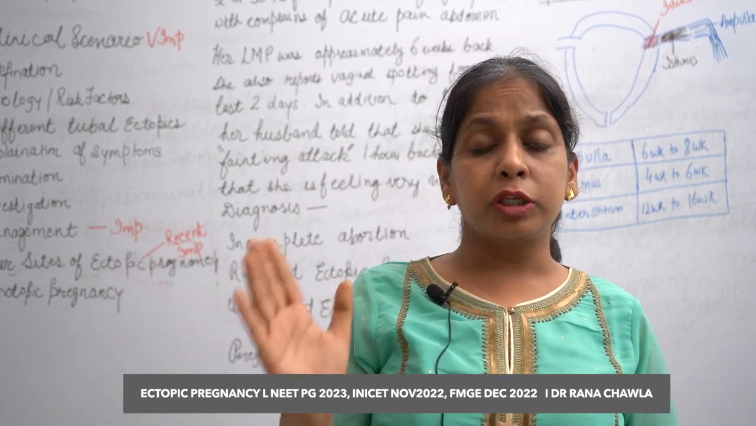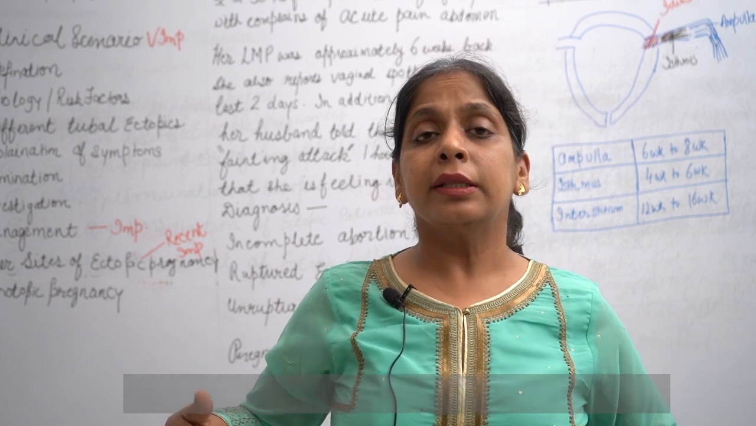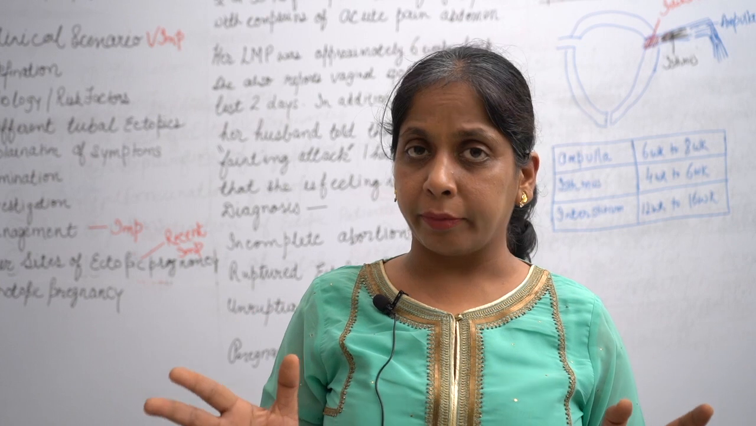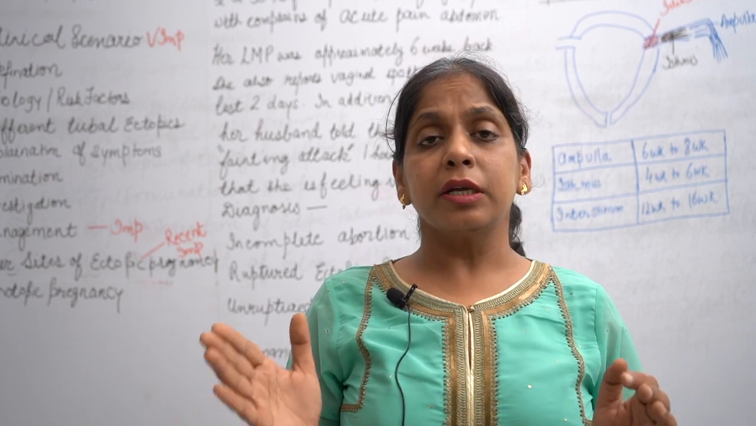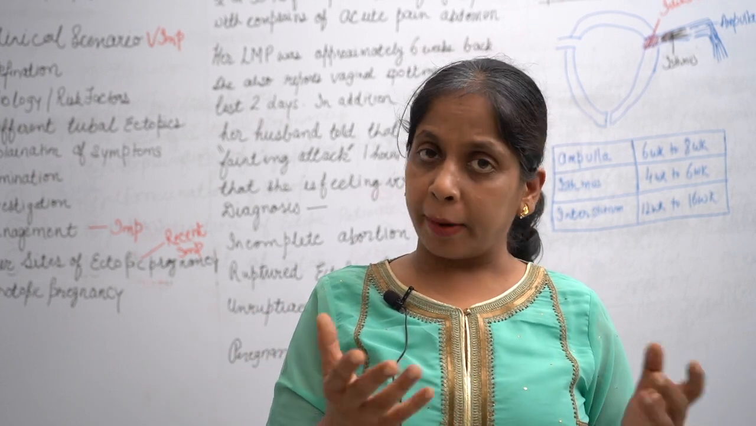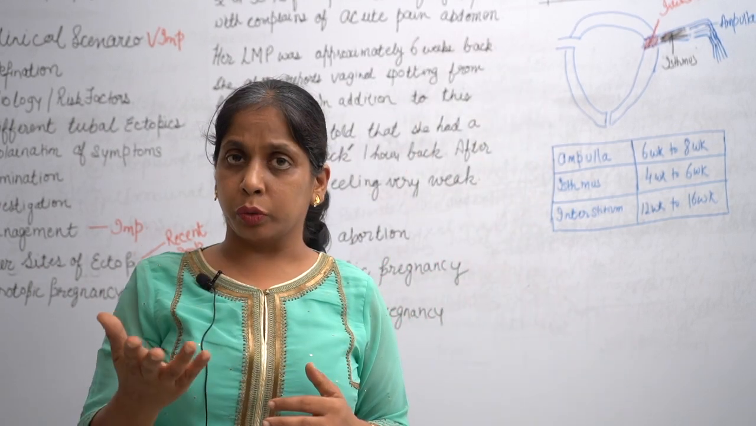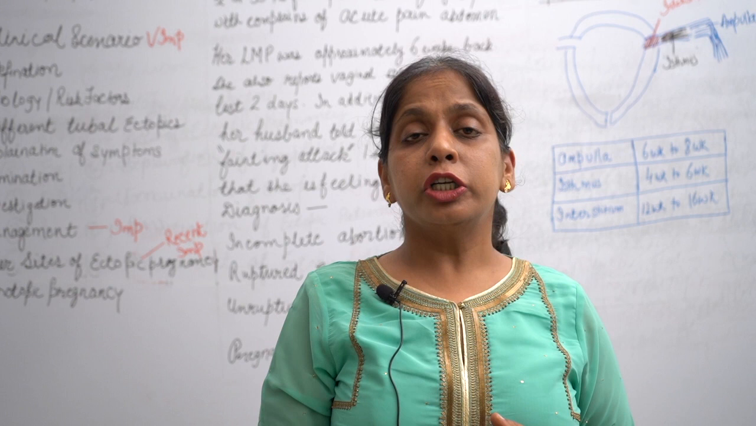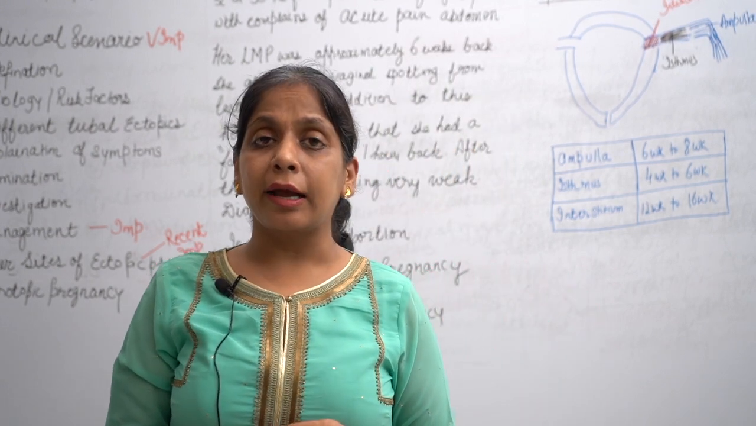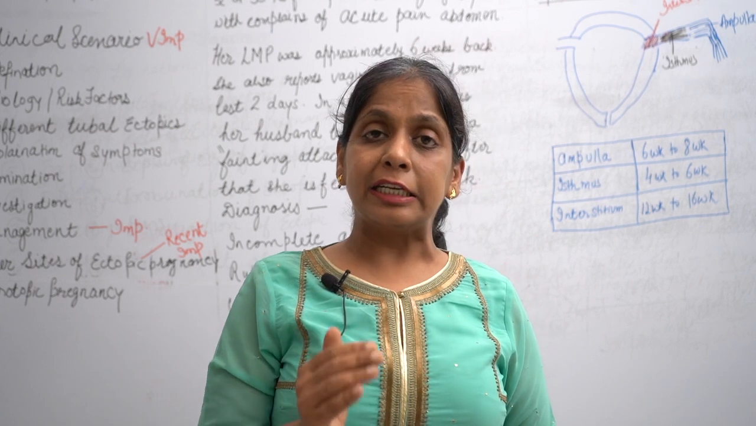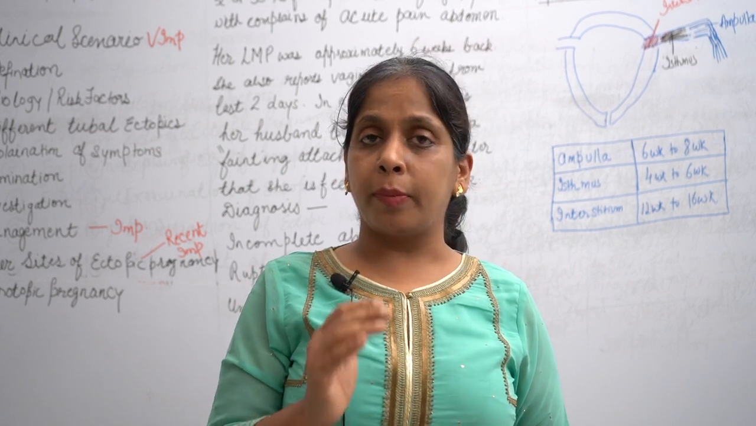If it is a ruptured ectopic, it means that in the peritoneum there is a lot of intraperitoneal hemorrhage, and the patient is going to suffer from hypotension or a fainting attack. That is what the husband told you, that she also had a fainting attack 1 hour back.